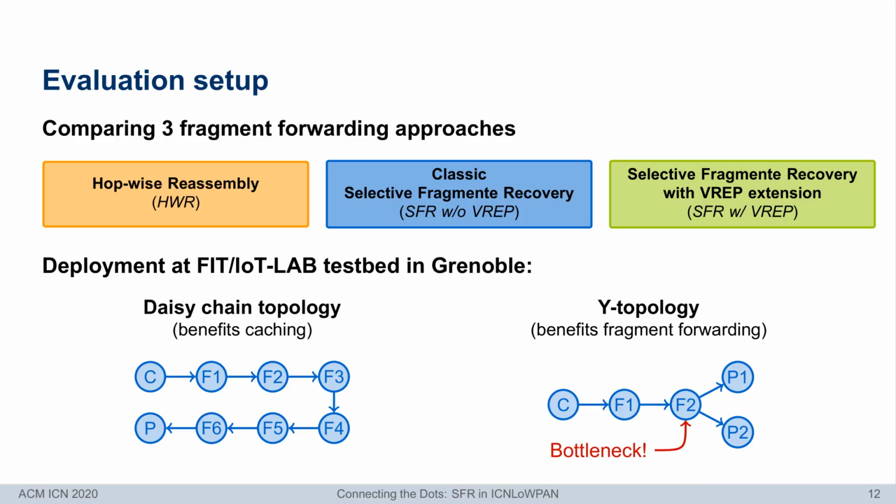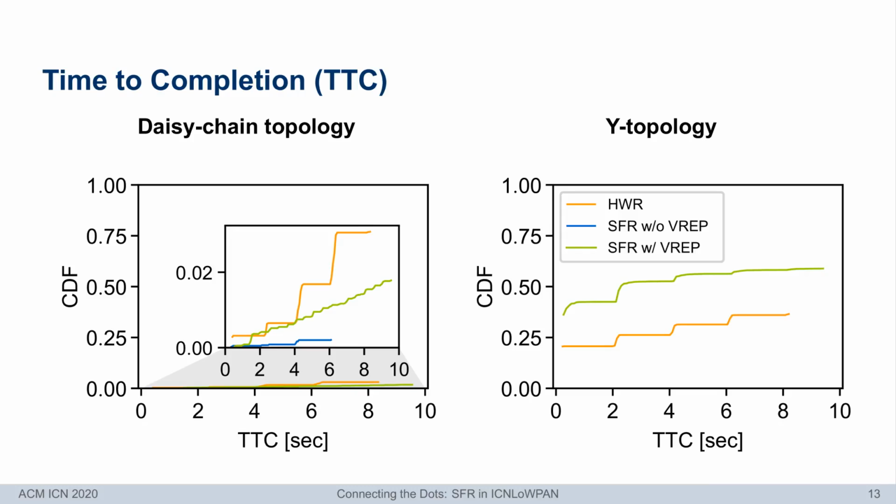For the sake of time, I'd like to ask you to look up further setup and configuration parameters in our paper, please. First, let's have a look at the time to completion, or TTC for short. You can see 2 CDF plots, 1 for each topology, with a time to completion in seconds on the x-axis and the CDF on the y-axis. The datasets for HWR are represented as an orange line, for SFR without VREP as a blue line, and for SFR with VREP as a green line.